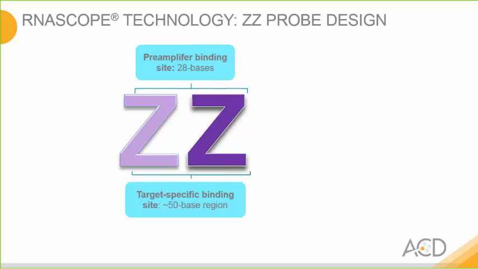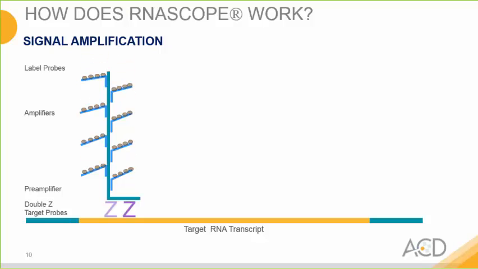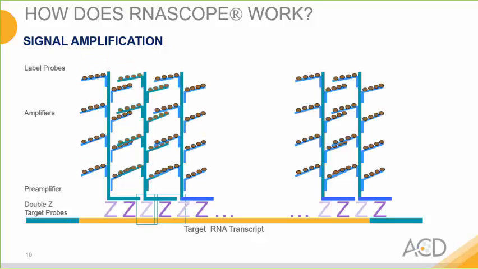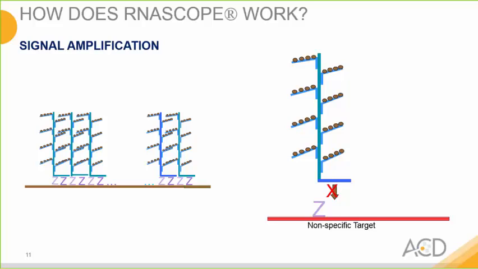The feature of the double Z design is that it only works in a pairwise manner. The only way you get signal amplification is when two oligos, two Zs, are bound right next to each other on the target transcript. The pre-amplifier will only bind if two Zs are together, followed by amplifier binding and then label probe binding. You get signal amplification. And so if there is non-specific binding of any one individual Z oligo to a non-target sequence, there will be no amplification.